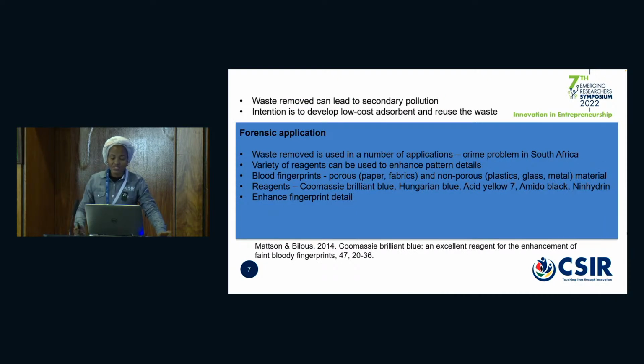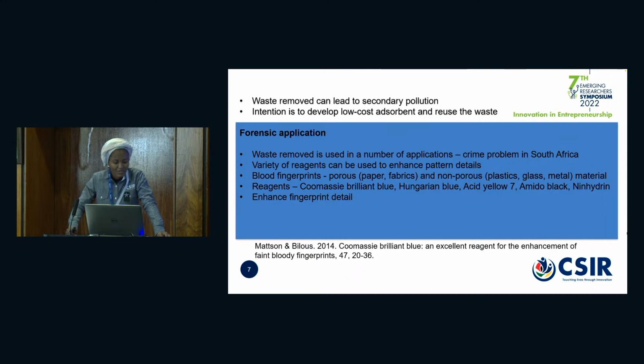Even though there is a need to develop a method for treating water, waste removed can lead to secondary pollution. So it is the intention of this project to develop a low cost adsorbent from agricultural waste and reuse that waste for forensic application, specifically the blood fingerprint. So now this waste has been used in a number of applications, but now since crime is a common problem in South Africa, we decided to explore this in forensic application.